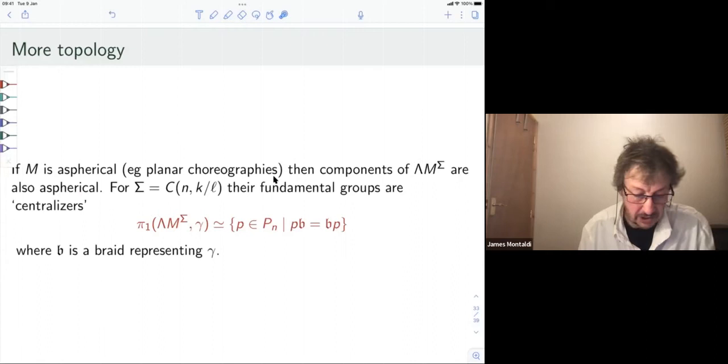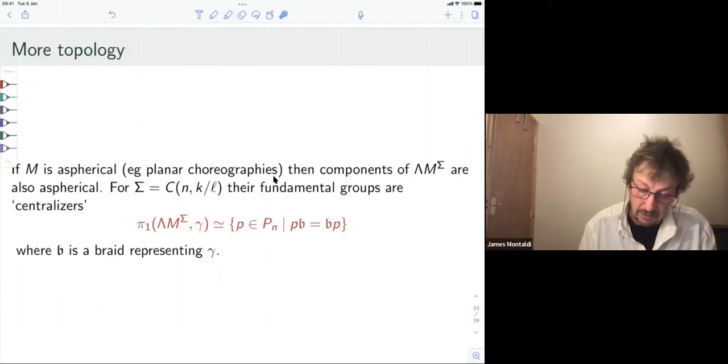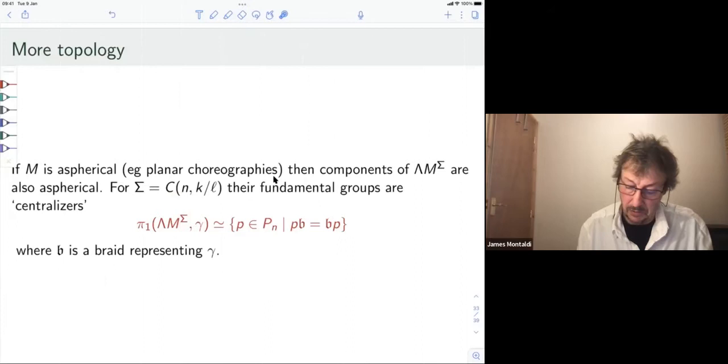So pi 1 of this will be the set of pure braids, isomorphic to the set of pure braids which commute with the given braid generating this symmetry. A braid representing the point gamma. This is a connected component. The connected component containing a particular path gamma, pi 1 of this will be pure braids that commute with a braid representing gamma.